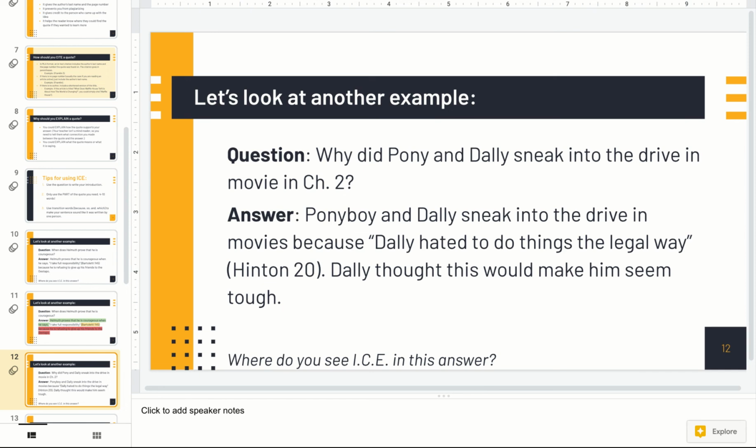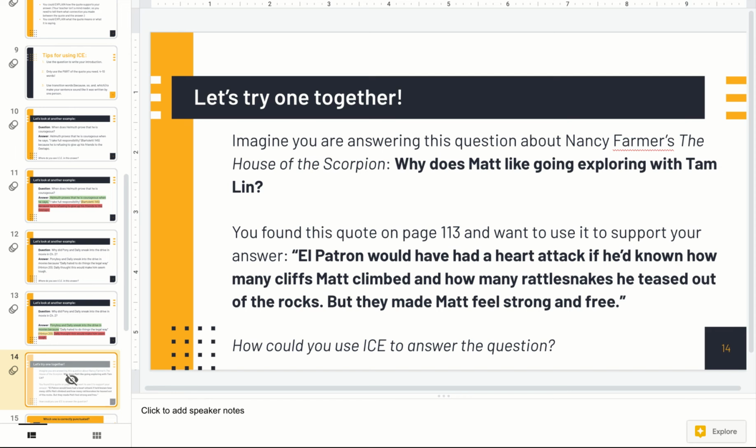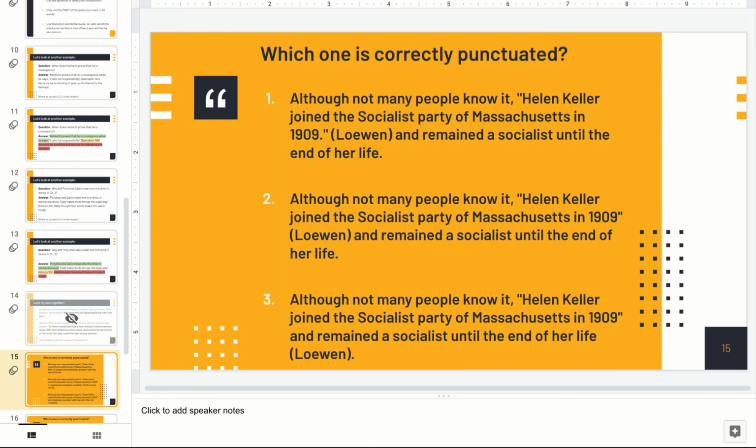You'll notice that in this answer, the student has separated their answer into two different sentences. In the first sentence, they include the introduction in green, the quote, and then the citation in yellow. Their second sentence is the explanation. This is another way that's totally acceptable to ICE a quote. I'm not going to make you try one on your own because you're going to be doing that in practice today, but I do want you to look at these three examples and tell me which one is correctly punctuated.